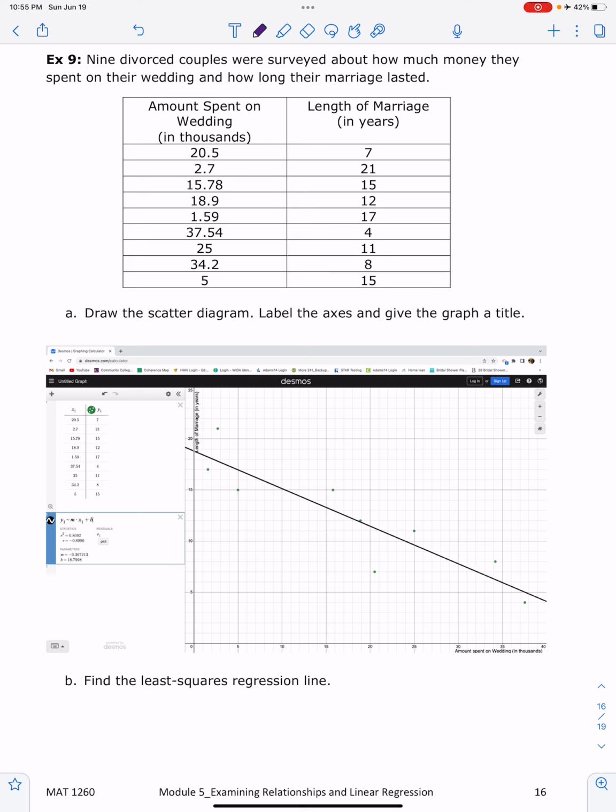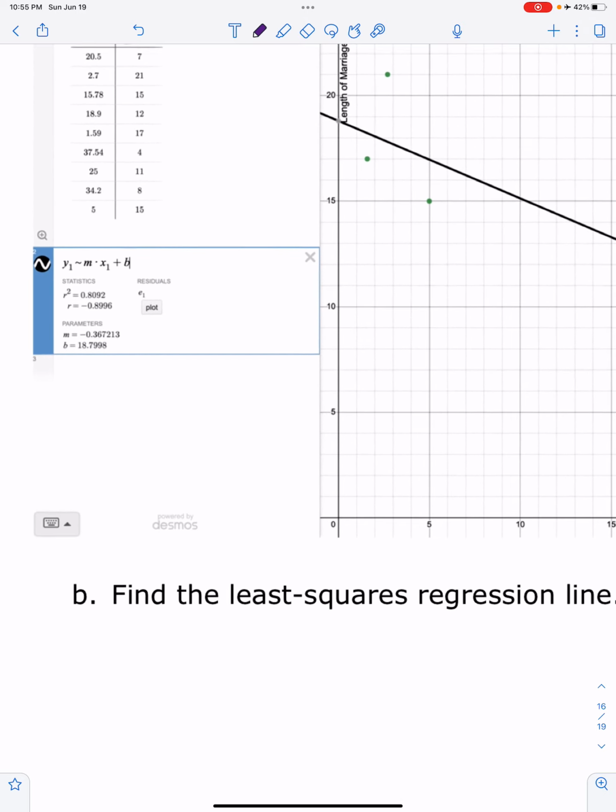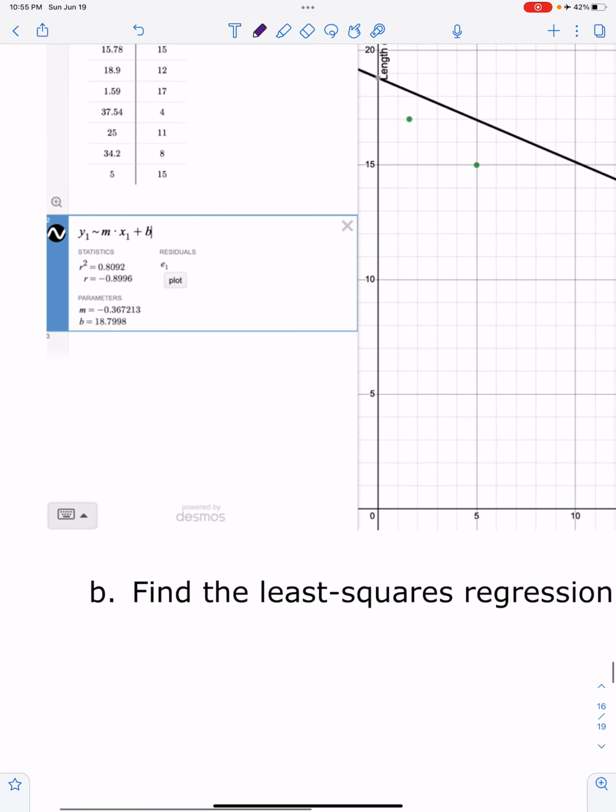So we've got 9 divorced couples who were surveyed about how much money they spent on their wedding and how long the marriage lasted. I've already created this in Desmos, dropped it in. It is a little small here, so I'm going to blow it up so that we can see what we need. Again, the least squares regression line, y equals mx plus b, or ax plus b.